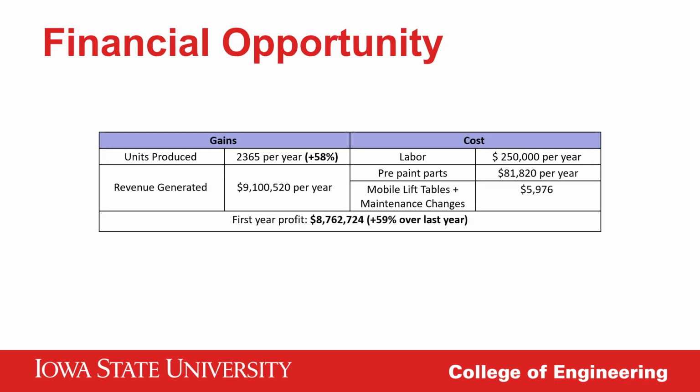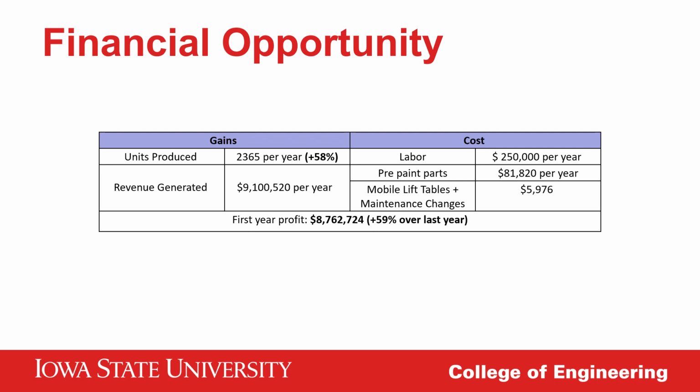Using the throughput and the values from the simulation, here is the financial opportunity of the project. With the number of units made in an 8-hour shift, the client can produce about 2,300 units in a year, which is an increase of about 58 from the last calendar year. With those units, they can generate a revenue of about $9.1 million per year.